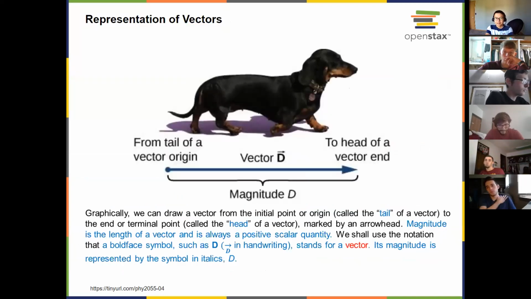To express a vector graphically, you will draw a straight line with a starting point, which we call the origin or the tail of the vector, and then with an arrow on the other end, which we call the end or the head of the vector. In handwriting, you want to put an arrow on top of a letter if you use a letter for that.